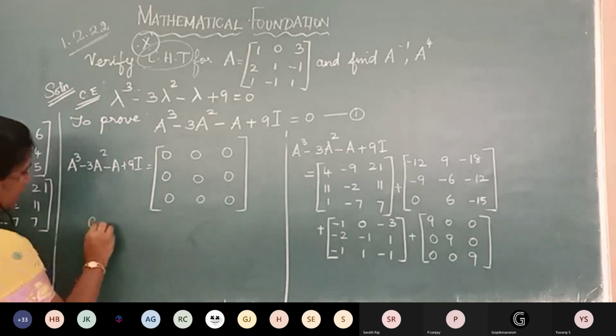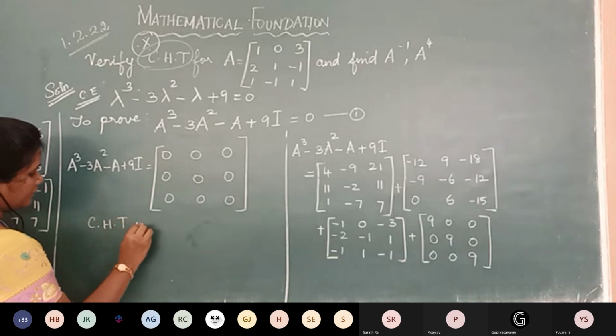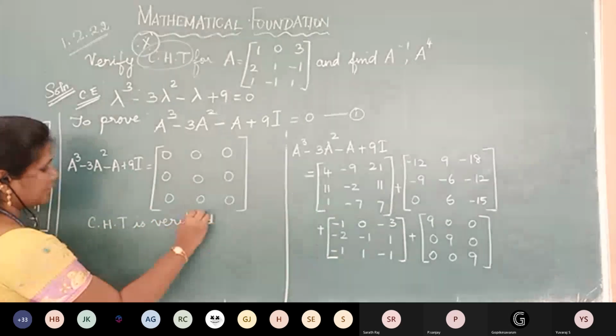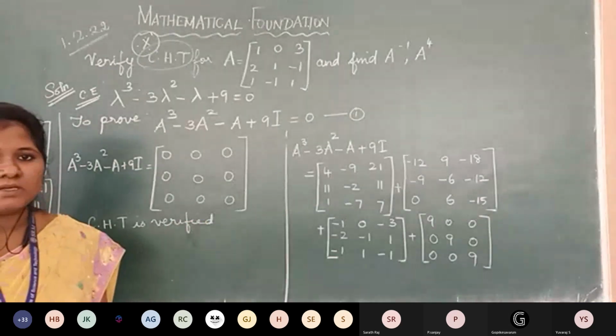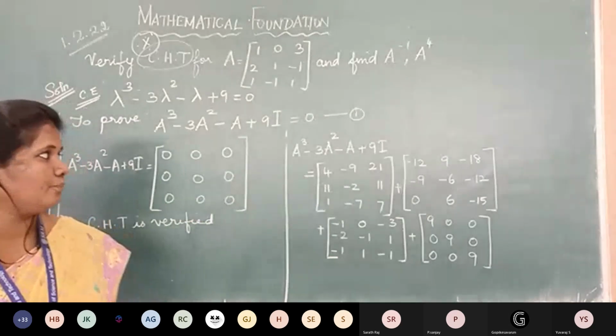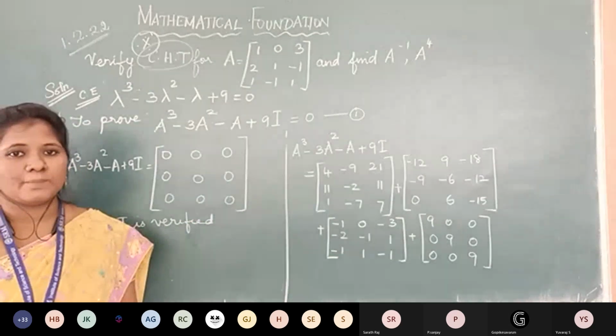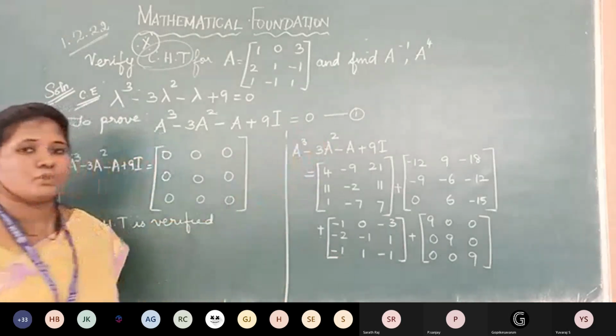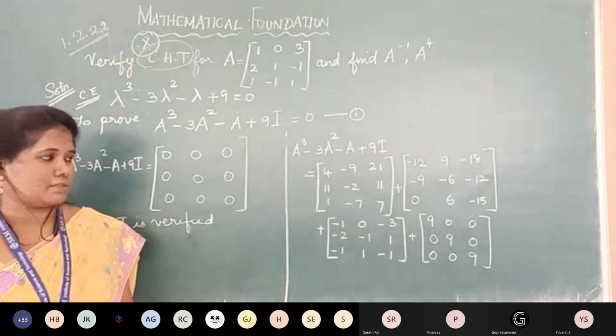Immediately you can write: the Cayley-Hamilton theorem is verified. So since it is verified, what is your next step? You can find out your A inverse and your A power 4. To find your A inverse and your A power 4, for the first equation, you will multiply it by A inverse.